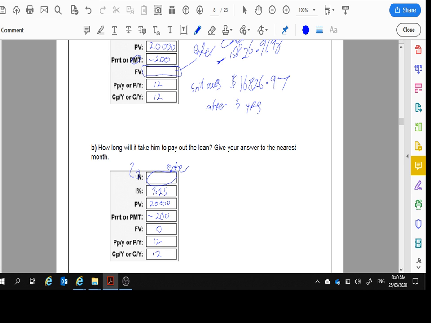When you do that, you're going to get 153.85. Remember, this is months. So really, you've got to go to 154 months. Or if you want it in years and months, you can divide by 12 because there's 12 months in a year. That gives you 12 years, and then 0.85 times 12 gives you 10 months. So 12 years and 10 months.